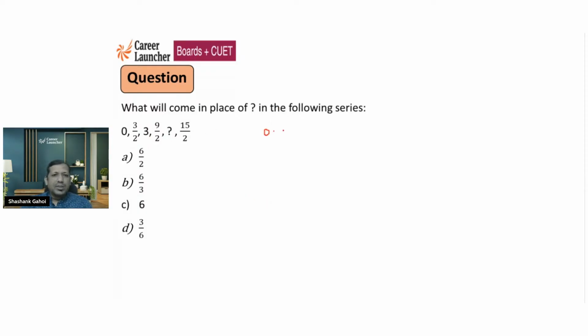So I'm going to say 0. Then the next number is 3 by 2, which is 1.5. Then the next number is 3. Then the next number is 4.5. Then we got something that is missing. Then the next number is 7.5. So the difference is 1.5. The next difference is also 1.5. The next difference is also 1.5.